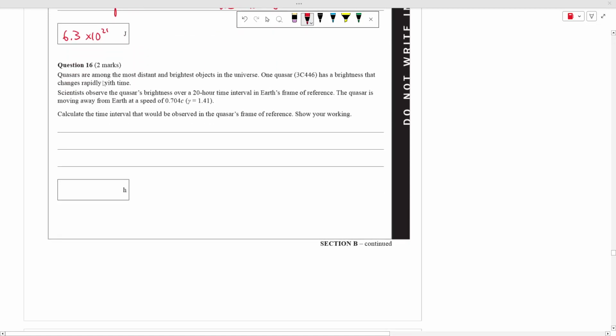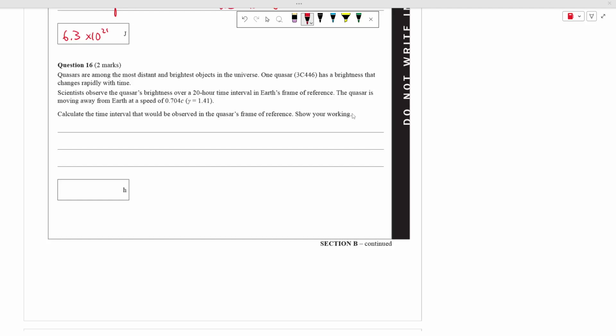Question 16. Quasars are amongst the most distant and brightest objects in the universe. One quasar has a brightness that changes rapidly with time. Scientists observe the quasar's brightness over a 20-hour time interval in the Earth's frame of reference. The quasar is moving away from Earth at this speed and this Lorentz factor. Calculate the time interval that would be observed in the quasar's frame of reference.